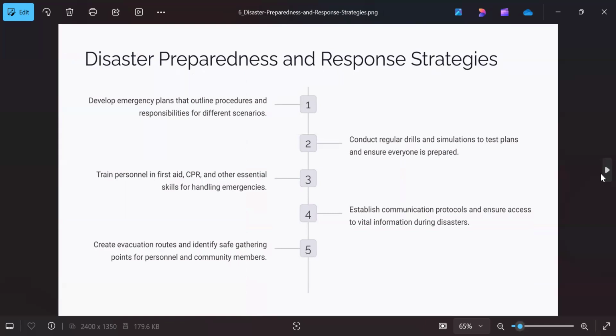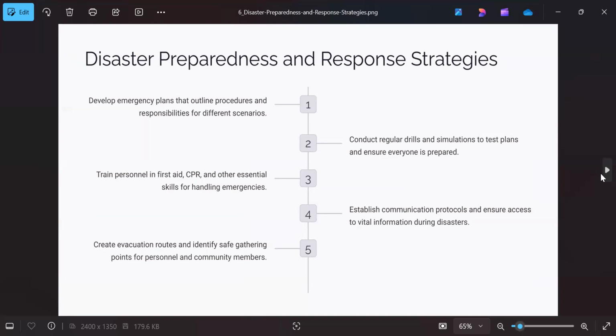So once we have come to know that there are different types of disaster, the second important thing is the preparedness and response strategies. So we have to develop emergency plans that outline procedures and responsibilities for different scenarios. Then we have to conduct regular drills and simulations to test plans and ensure everyone is prepared.